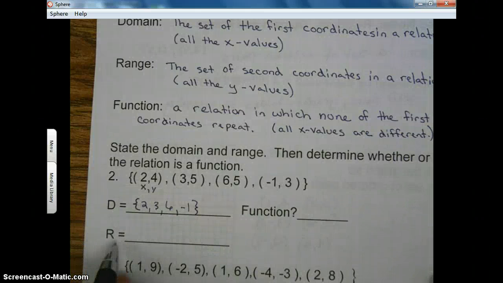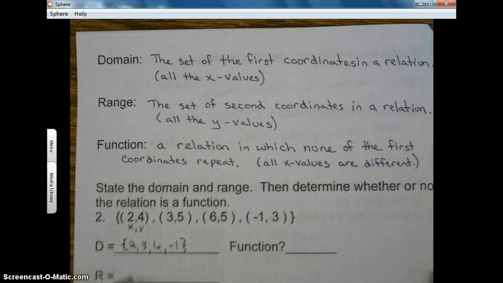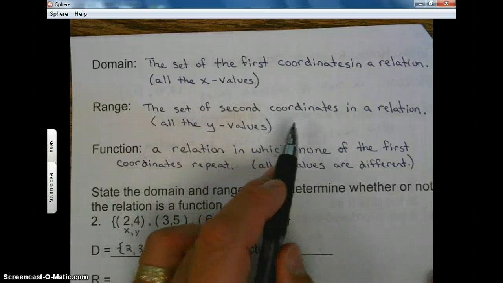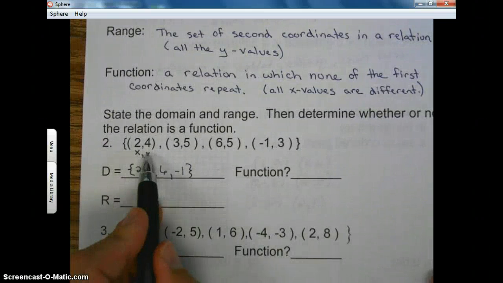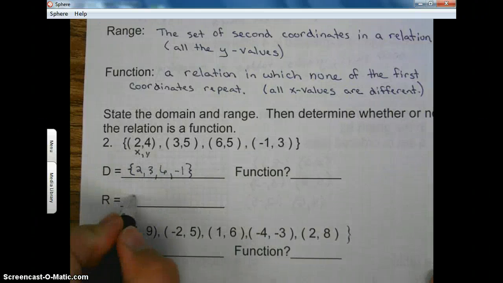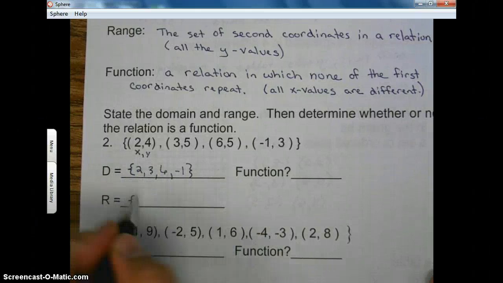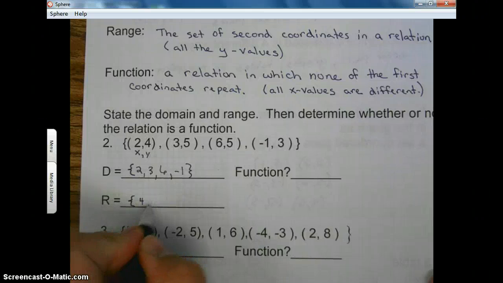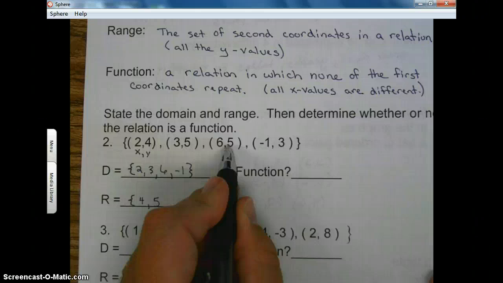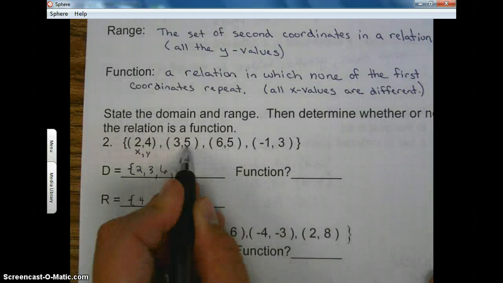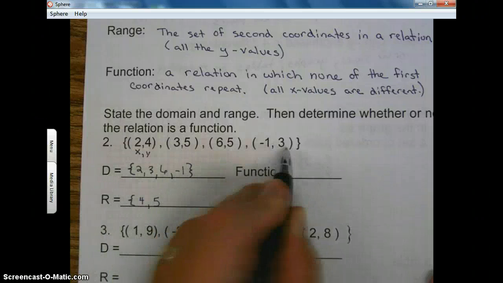Okay, range. The set of second coordinates in a relation, all the y values. So again, this time just be careful that you get the second number each time, using set notation. {4, 5, 5 again. We do not need to write it again. It repeats, so we do not need to write it again. And 3}.